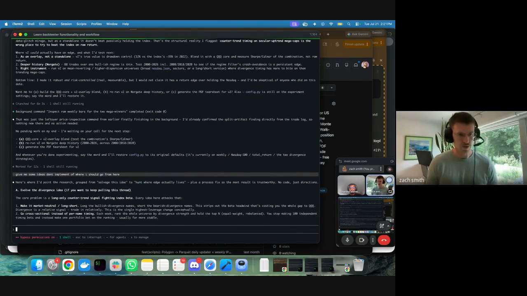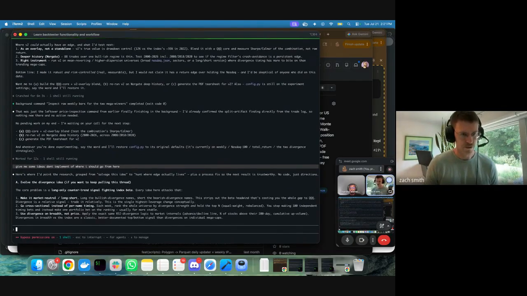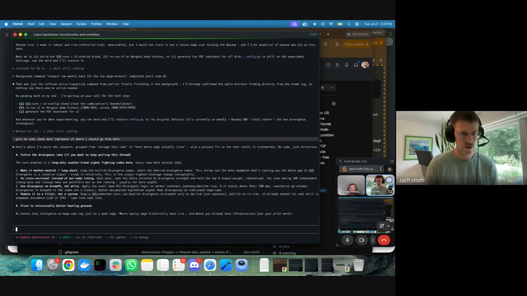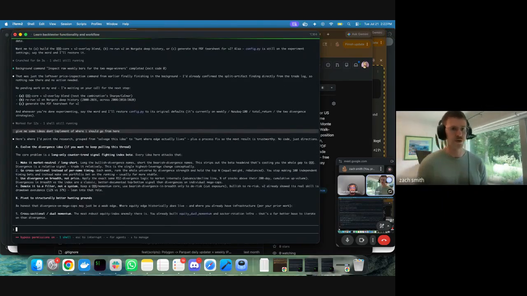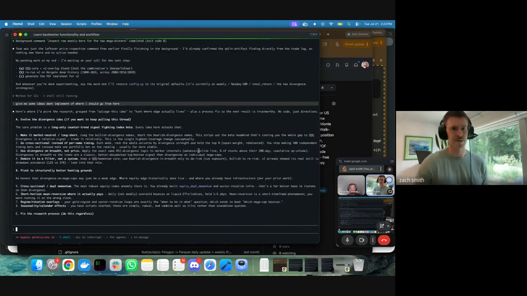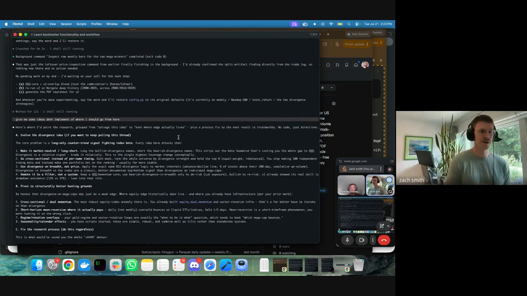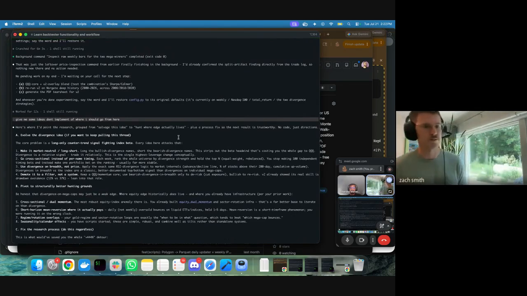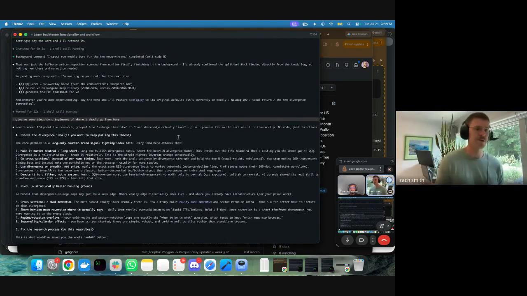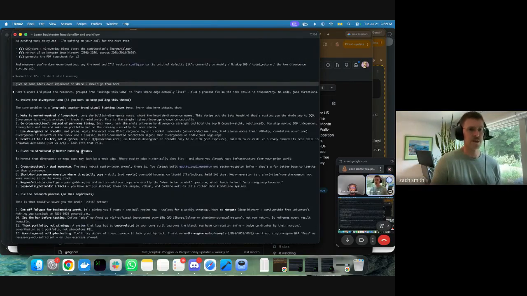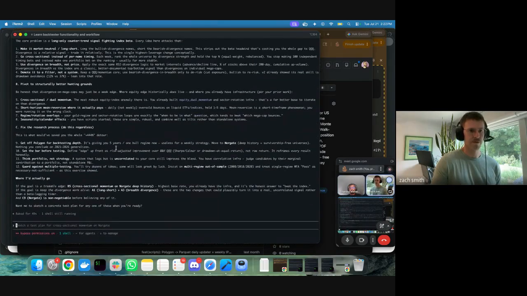So where he would point the research, evolve the divergence idea. The core problem is long-only counter-trend signal is fighting index beta. That's a good point. So go down the market-neutral, long-short, cross-sectional route instead of per-name timing. That's a good idea. Demote it to a filter, not a system. Another option is to pivot to better hunting grounds. Be honest, divergence on mega caps may be a weak edge. So we have like three things.